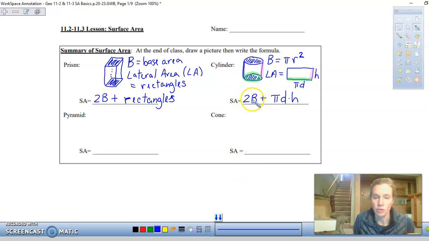So you have two circles, the two bases, 2 pi r squared, plus circumference times the height, pi d h. And you can use your notes for any quizzes and tests, so you can have these formulas at your disposal. But let's go through some examples of those. We're going to do pyramid and cone on the next video.